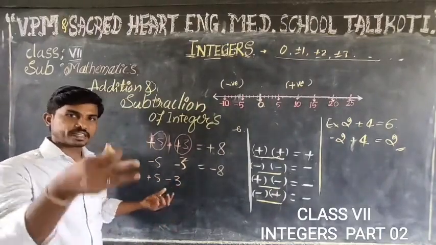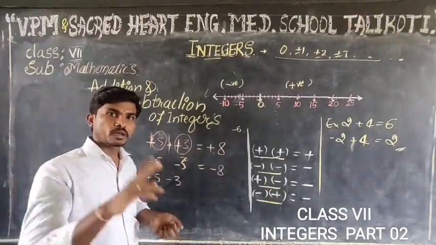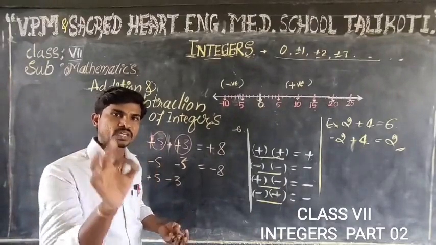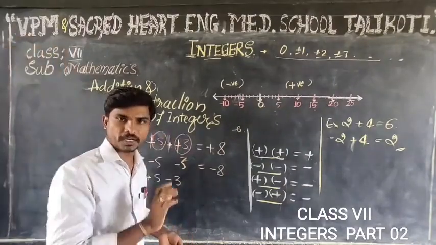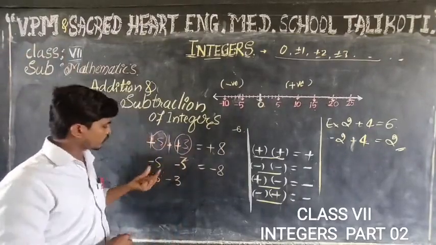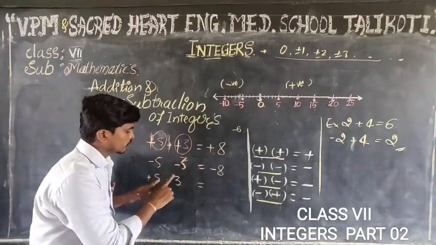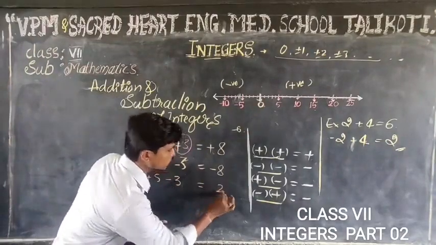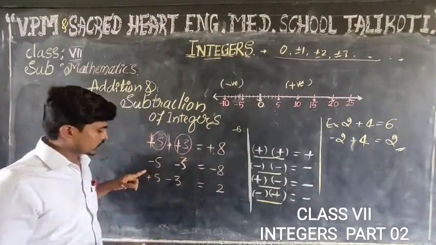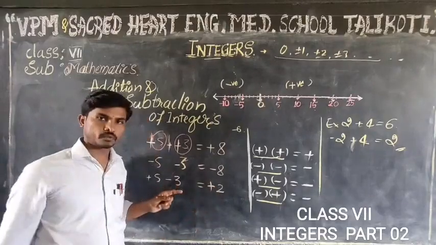Yes, you well know about that subtraction step. If we want to subtract two numbers, we are subtracting the small number from the big number. This is our rule. Yes, I want to subtract 3 from 5. What is our result? From 5 we are subtracting 3. Result is 2.